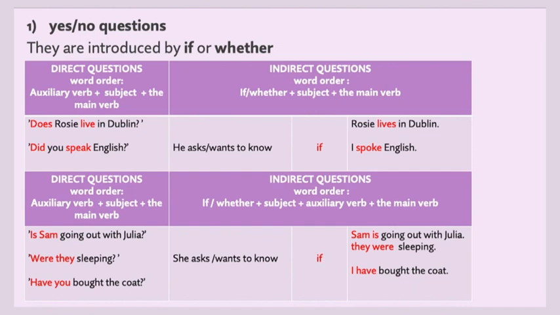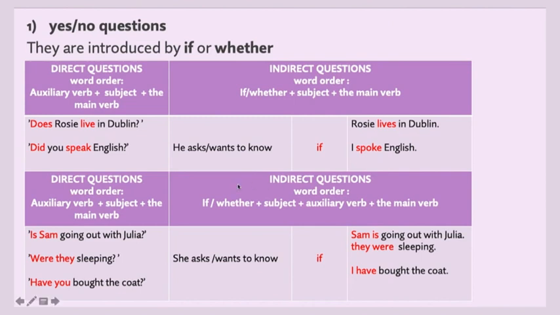Examples are: Does Rosie live in Dublin? He asks if Rosie lives in Dublin. Did you speak English? He asks if I spoke English. Možete da primetite da u indirektnim pitanjima nema pomoćnog glagola. If Rosie lives, if I spoke.